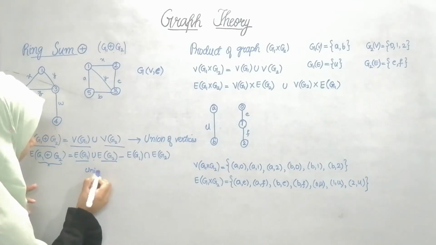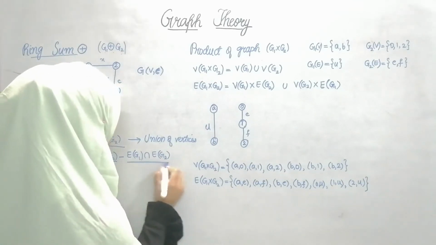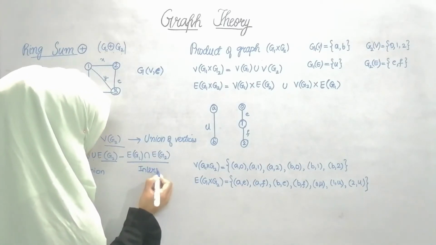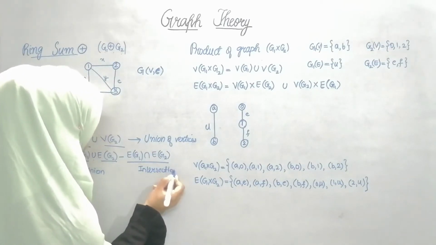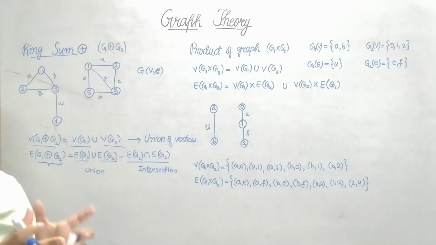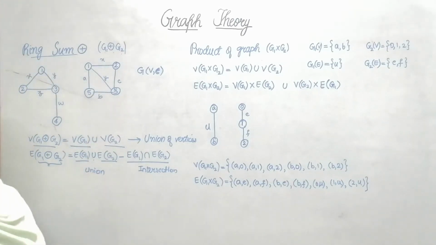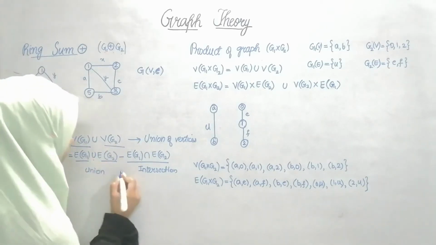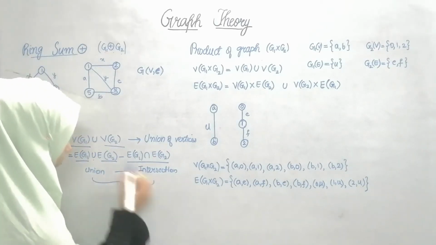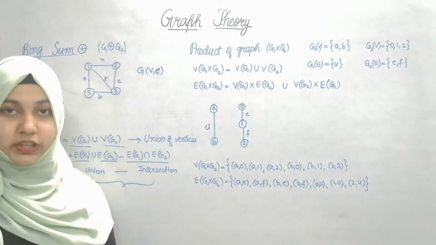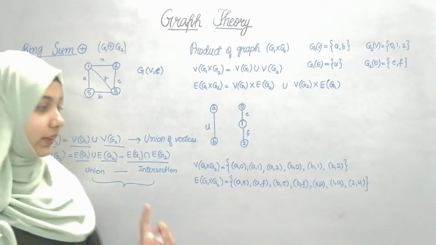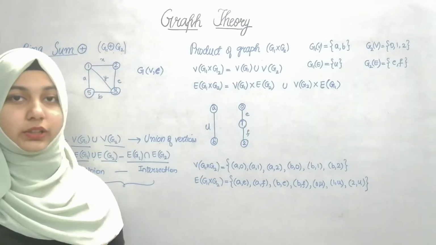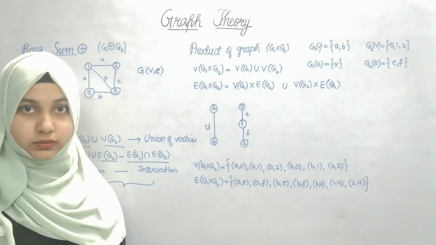Okay, here E of G1 intersection E of G2. Union मतलब what? All the edges will be present. Intersection मतलब क्या? Only the edges that are common will be present. ठीक है, इन दोनों का difference we are going to take. That means what? We are going to include only those edges that are either present in G1 or present in G2. We are not going to include the edges which are present in both.